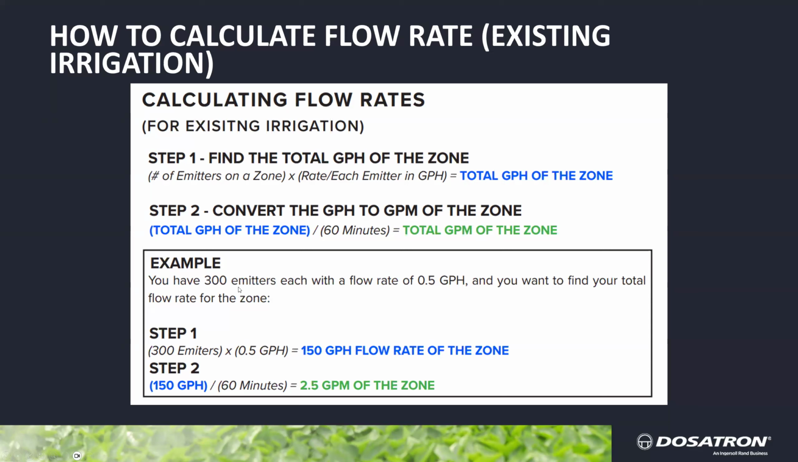So if you have 300 emitters, each with a flow rate of half a gallon per hour, and you want to find your total flow rate for the zone, you're going to take 300 times 0.5 gallons per hour, and you're going to get 150 gallons per hour of flow rate on that zone. That 150 gallons per hour is then divided by 60 minutes in order for us to get the gallons per minute of the zone, which here is 2.5 gallons per minute.